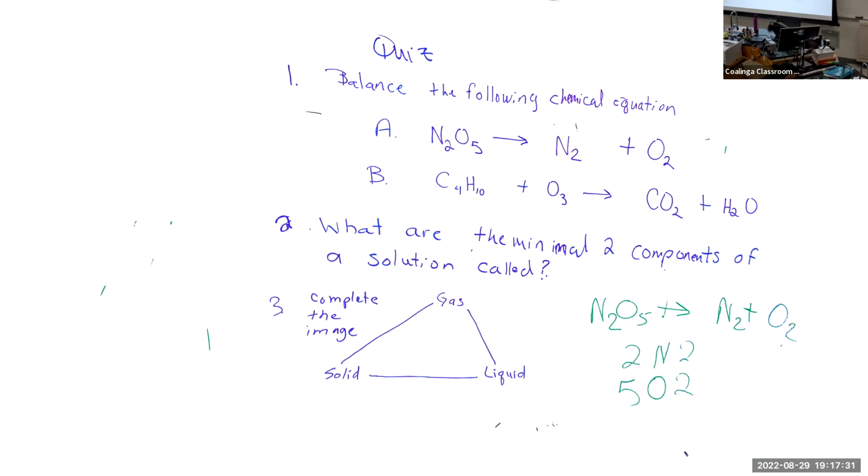Now, what is that number that goes in front of the N2O5 compound called? It's called the coefficient. Okay, so since we know that this is called the coefficient, what is the coefficient that we need to put in front of the N2O5? 2. So if I put a 2 here, how many nitrogens do I have now? 4. How many oxygens do I have? 10. Okay, if I go to the other side.